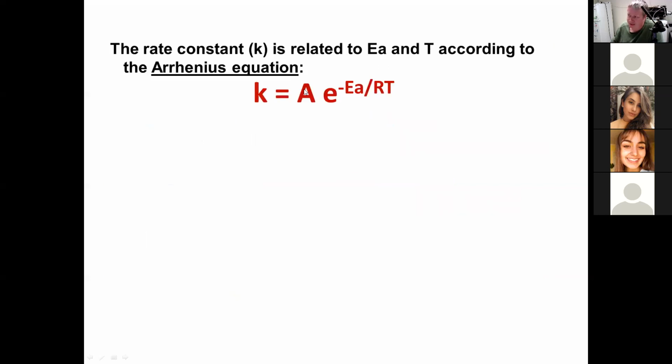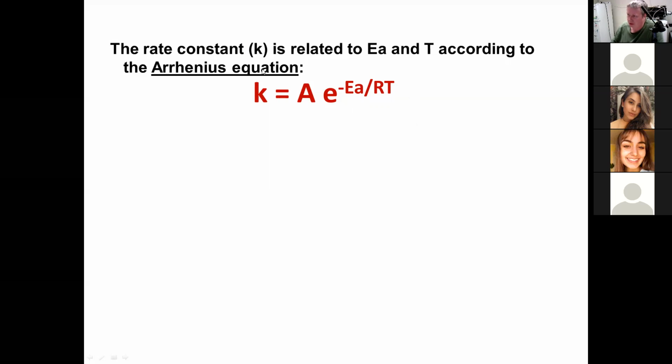There is this scary equation, and you're not gonna have to do anything with this equation in this course. It's called the Arrhenius equation. But what it basically does is it relates the rate constant to the energy of activation, which is just an energy barrier, right? And T, which is temperature.